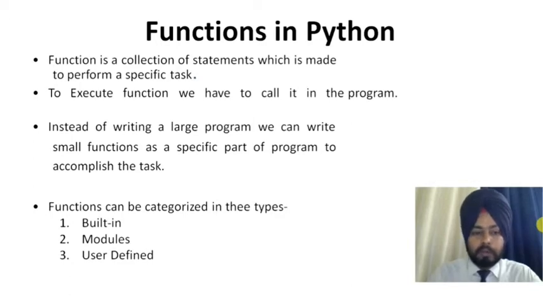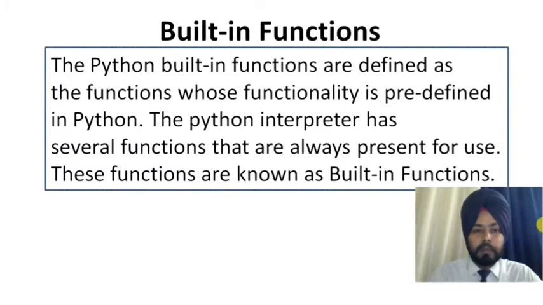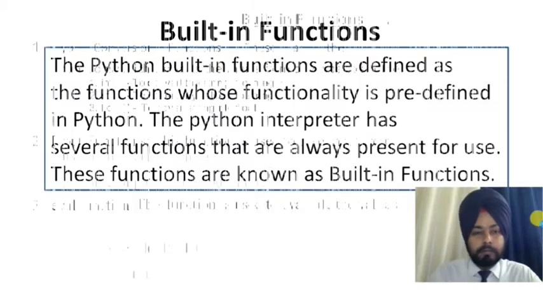task. Functions can be categorized in 3 types: built-in functions, modules, and user-defined functions. Built-in functions. These are defined as functions whose functionality is predefined in Python. The Python interpreter has several functions that are always present for use. These functions are known as built-in functions. Built-in functions means to say the functions that are predefined in Python.